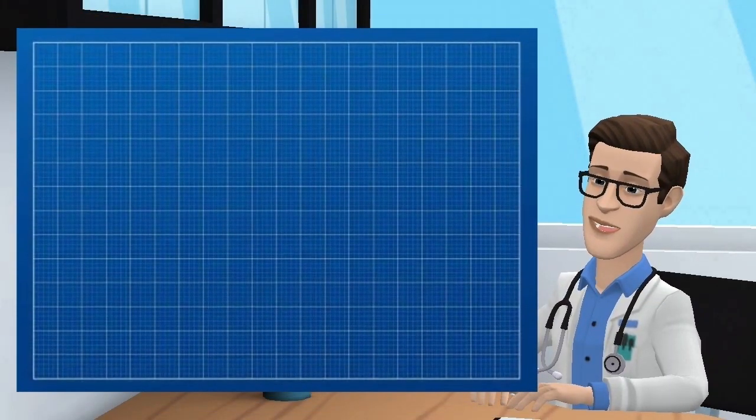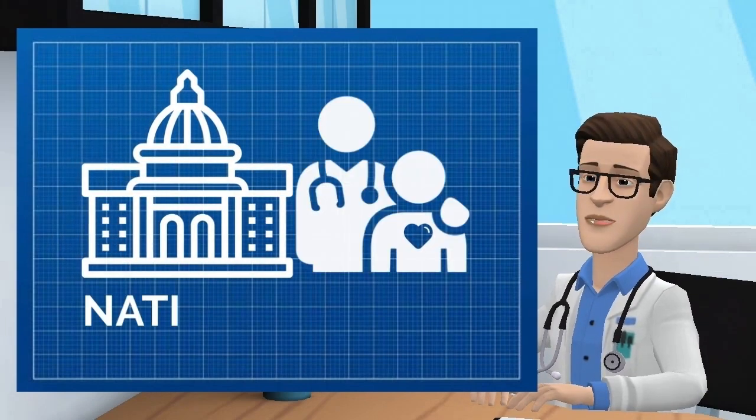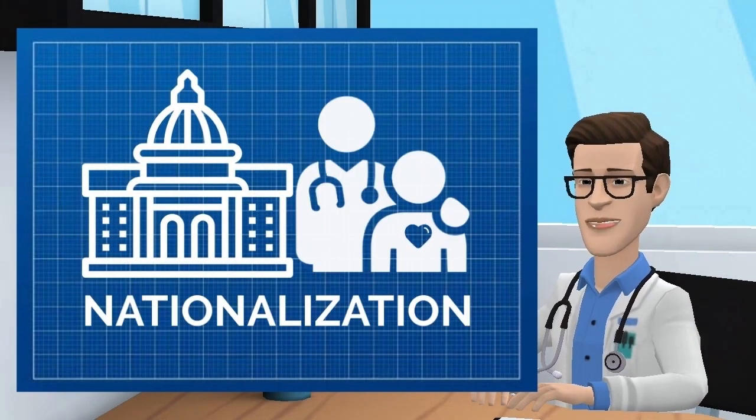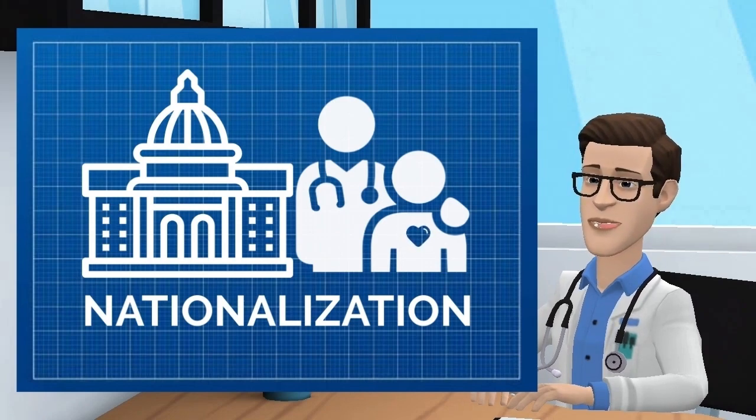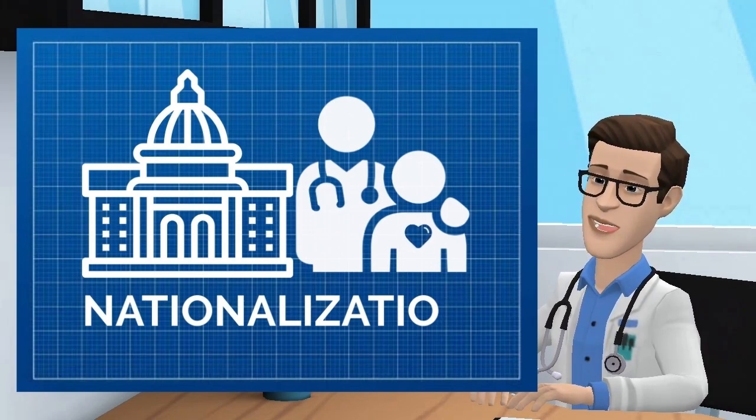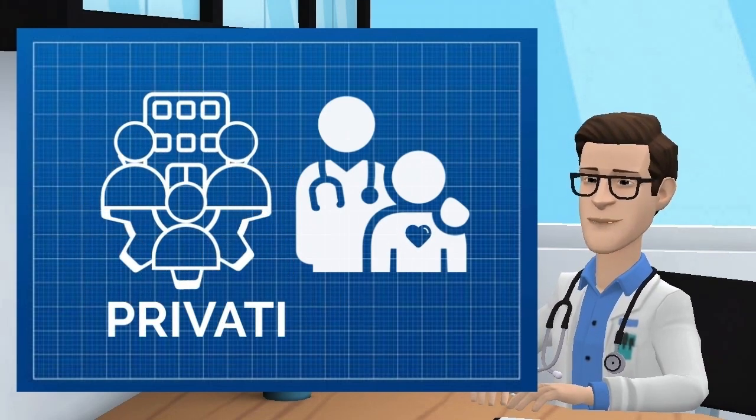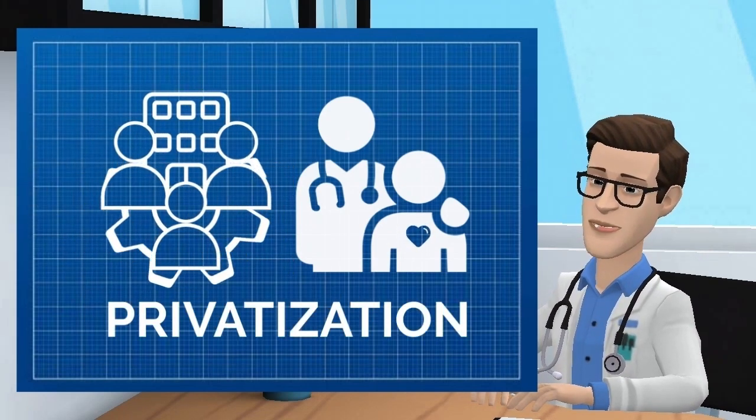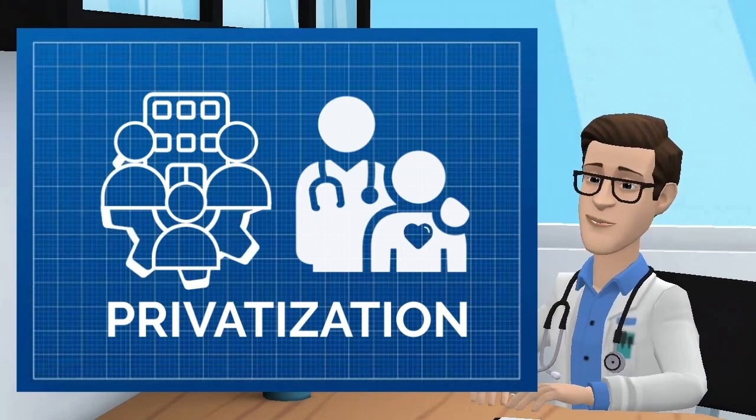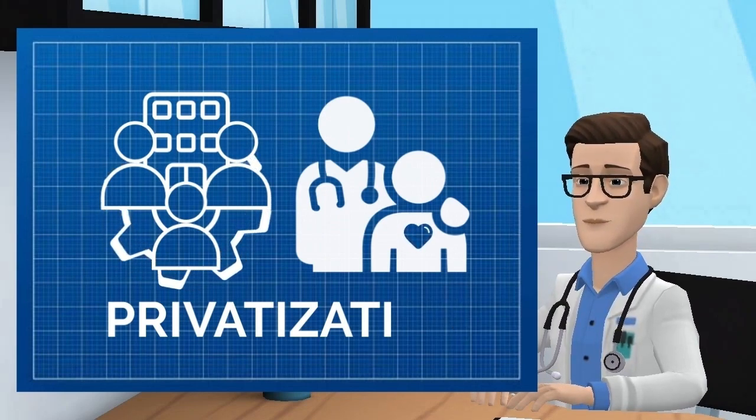Each of the 4 major healthcare models sits on different points of the nationalization-privatization spectrum, with one end representing 100% nationalization in which the government fully funds and delivers care, and the other end representing 100% privatization in which the private sector fully funds and delivers care with no input from the government.